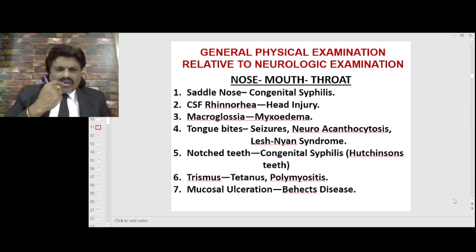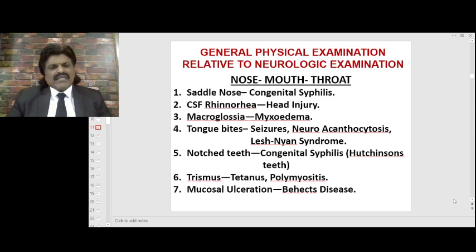If a person has got notched teeth, which is known as Hutchinson's teeth, we have to suspect congenital syphilis. If there is trismus, it could be tetanus or polymyositis. If there are mucosal ulcerations, it could be Behçet's disease.